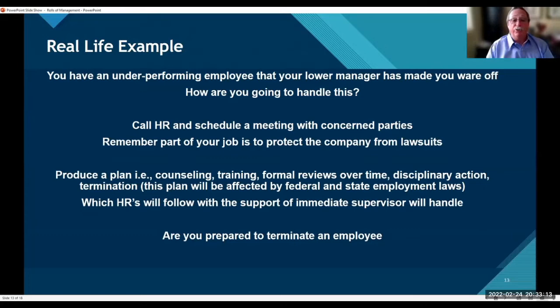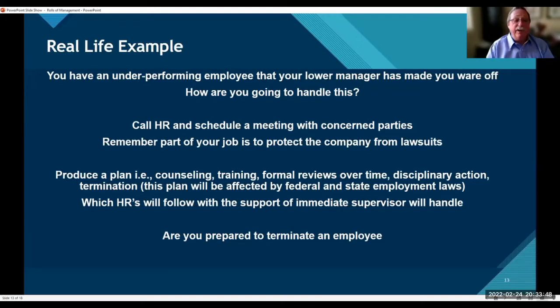And you're going to need to call your HR manager, director, whoever it is, and schedule a meeting with the concerned parties. If you meet with an employee privately, there's no record. That person can claim anything they want, and you can end up in a lot of trouble here. Do yourself a favor. Call HR, schedule a meeting with the concerned party, and remember, part of your job is to protect the company from lawsuits. The higher you go, the more that's part of it.